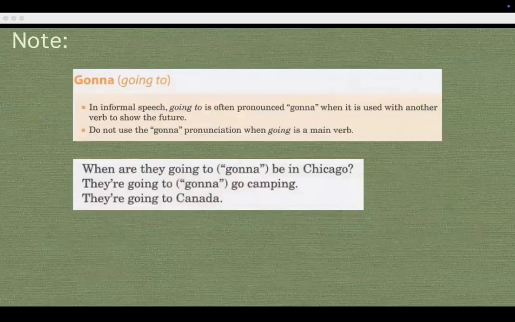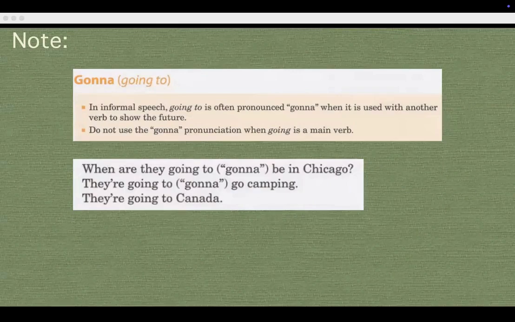Okay, so we have some notes on the phrase going to, gonna. In informal speech, going to is often pronounced gonna when it is used with another verb to show the future, and do not use the gonna pronunciation when going is a main verb. We have an example here: When are they going to be in Chicago? So we pronounce going to as gonna. When are they gonna be in Chicago? Next one, they are going to go camping.